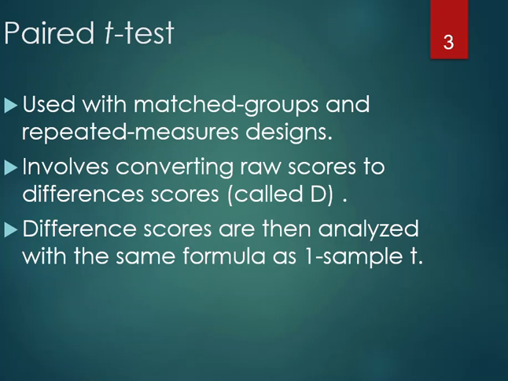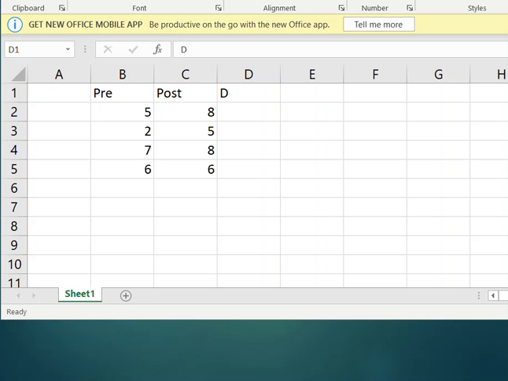Paired t-test is used with matched groups and repeated designs, pre-test, post-test. It involves converting raw scores to difference scores called D. Difference scores are then analyzed with the same formula as a one-sample t-test. All right, so if we look here, you can see we now have pre, post, and difference. On a score from 1 to 10, we can rate how much people have statistical knowledge. Before the test they had 5, 2, 7, 6, and then after the class 8, 5, 8, 6.